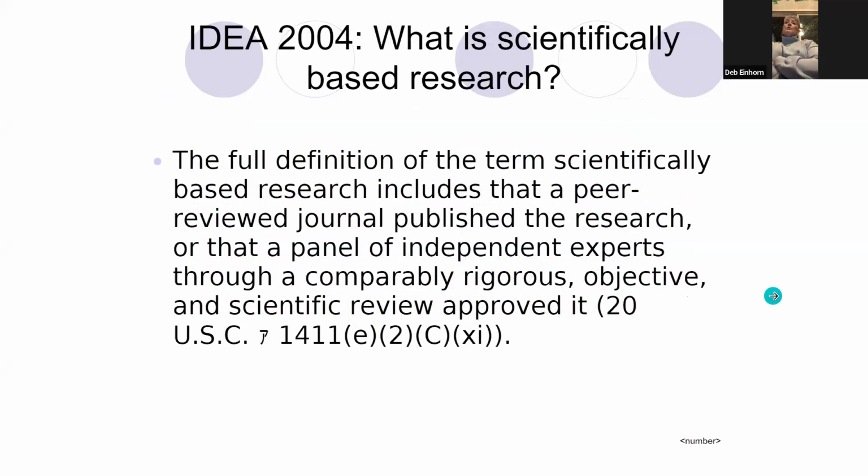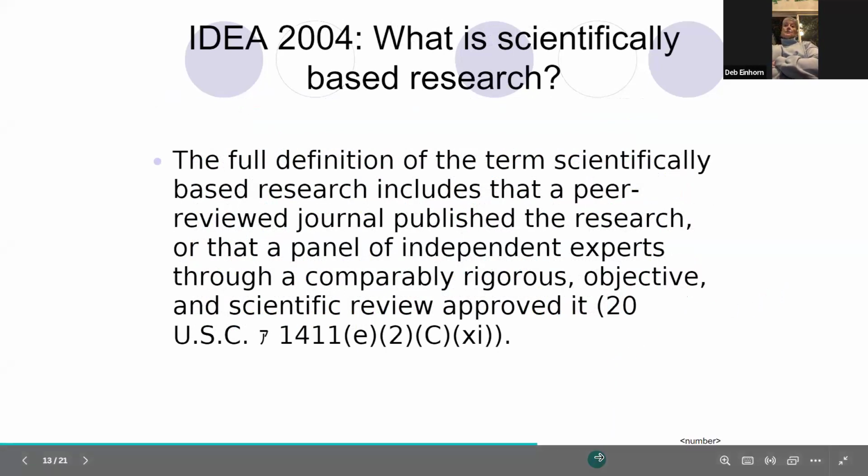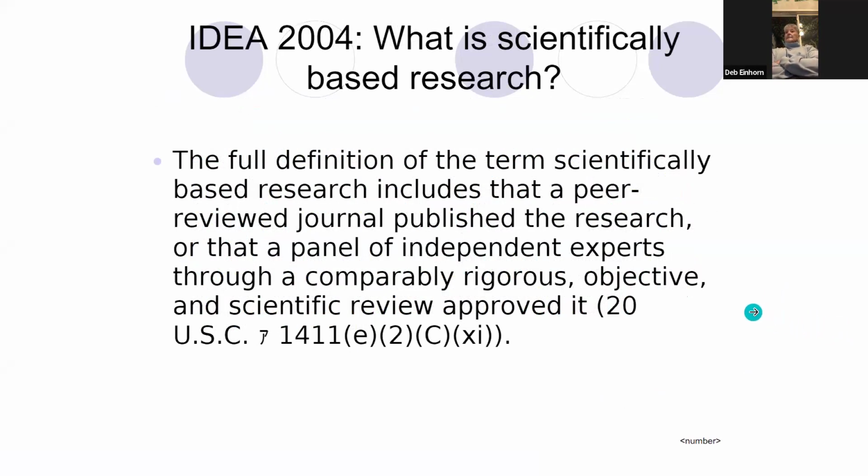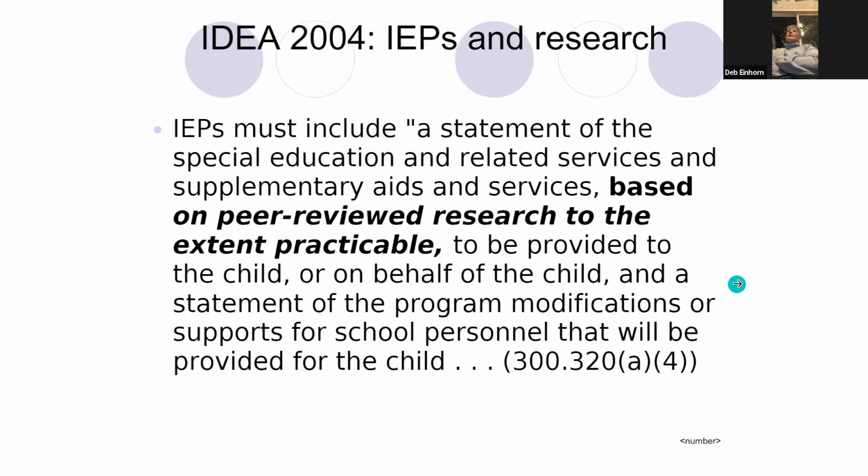So the full definition of the term scientifically based research includes that a peer-reviewed journal published the research, or that a panel of independent experts through a comparably rigorous, objective, and scientific review approved it. So how do you know whether a method has scientifically based research behind it? There are a lot of ways to find those things out. We'll talk about some of those in a minute.